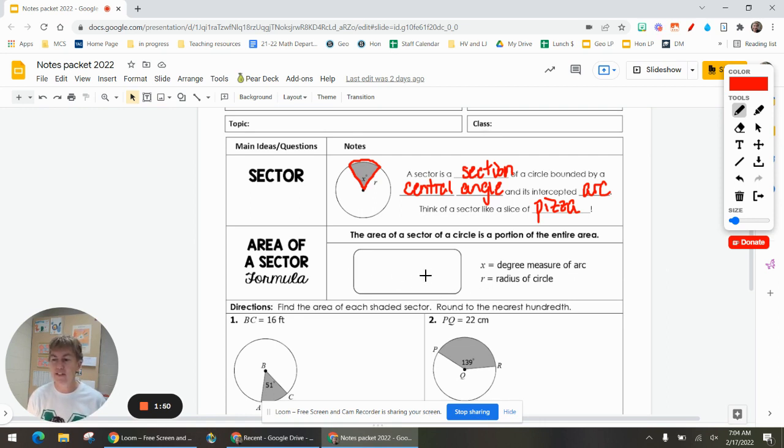So when I look at this down here, x is the degree measure of the arc, also known as the degree measure of the central angle, since those two things are in fact the same. R is the radius of the circle right there. And the other letter that we will be using is an uppercase A. A is the area of the sector.